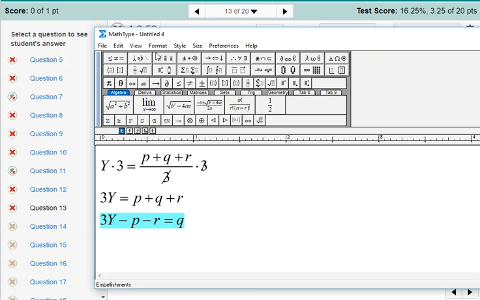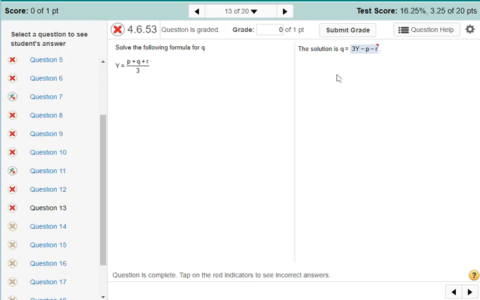Okay, so I would write that my answer is q equals 3 capital Y minus p minus r. And I do want to note that that's case sensitive. So if you typed a lowercase y right there, it would mark it wrong because the case matters in problems like this. Hope that helps.